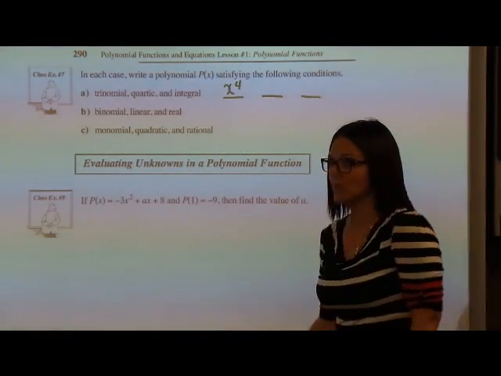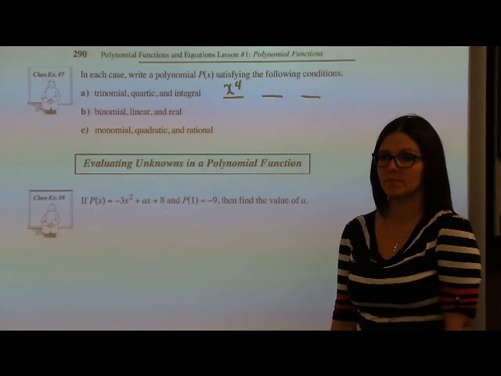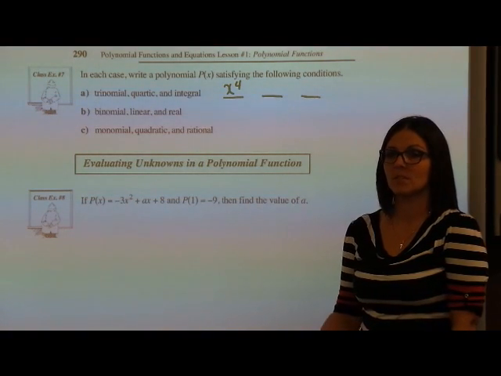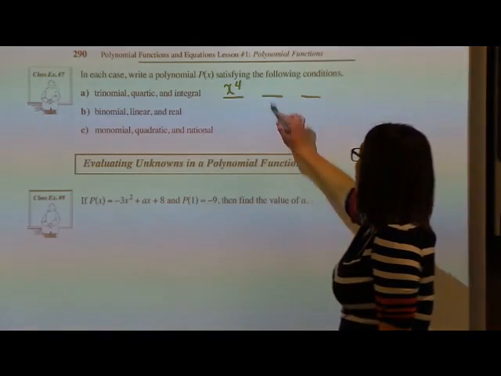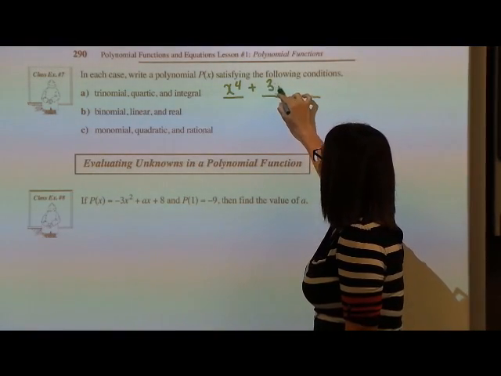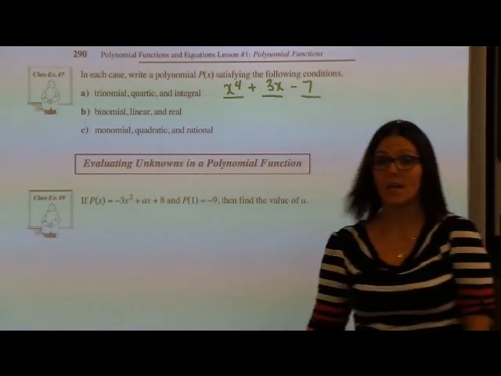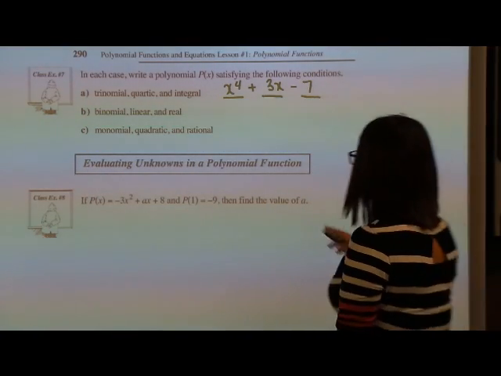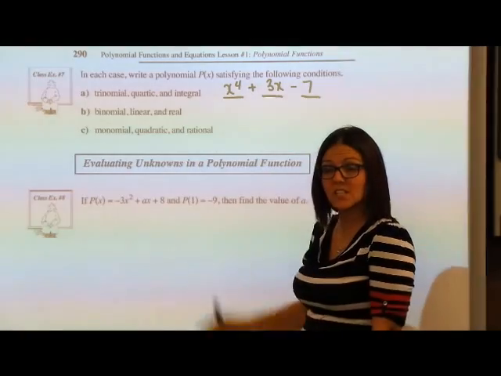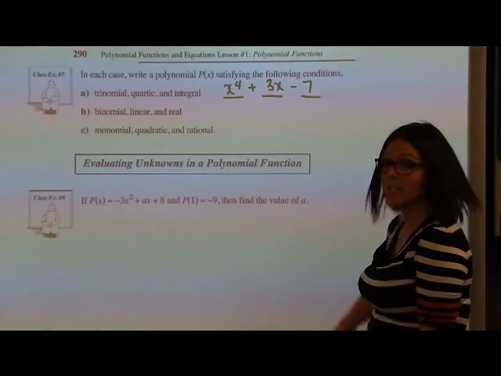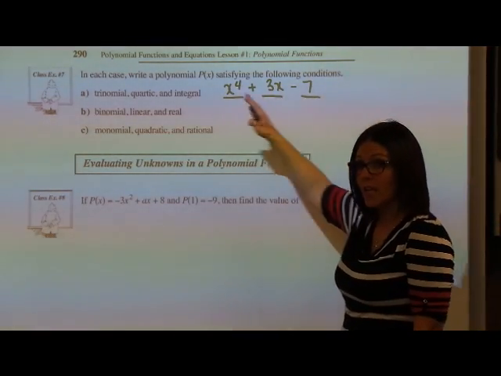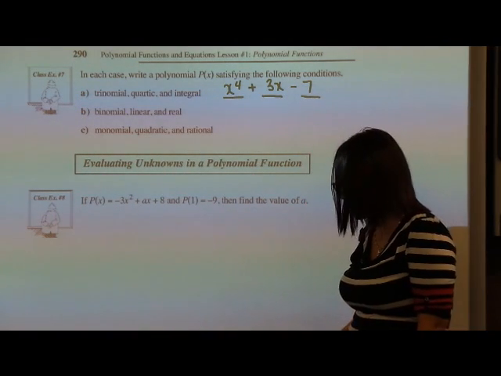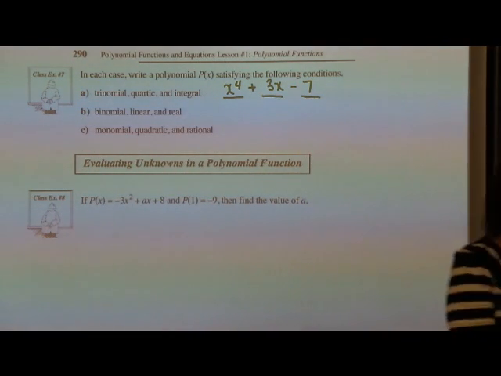And it's integral. What does integral tell me? So positive and negative numbers. So I could go plus 3x minus 7. I can put a number in front of the x to the power of 4 if I want, or I can just leave it like that. That meets the conditions. It is a trinomial, it is quartic, and it is integral. So do B and C.